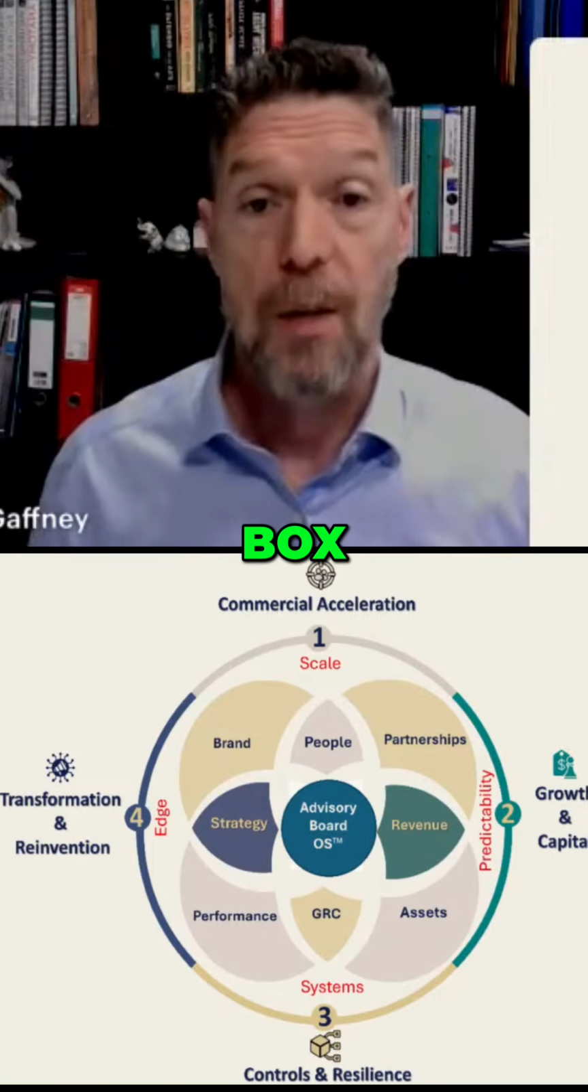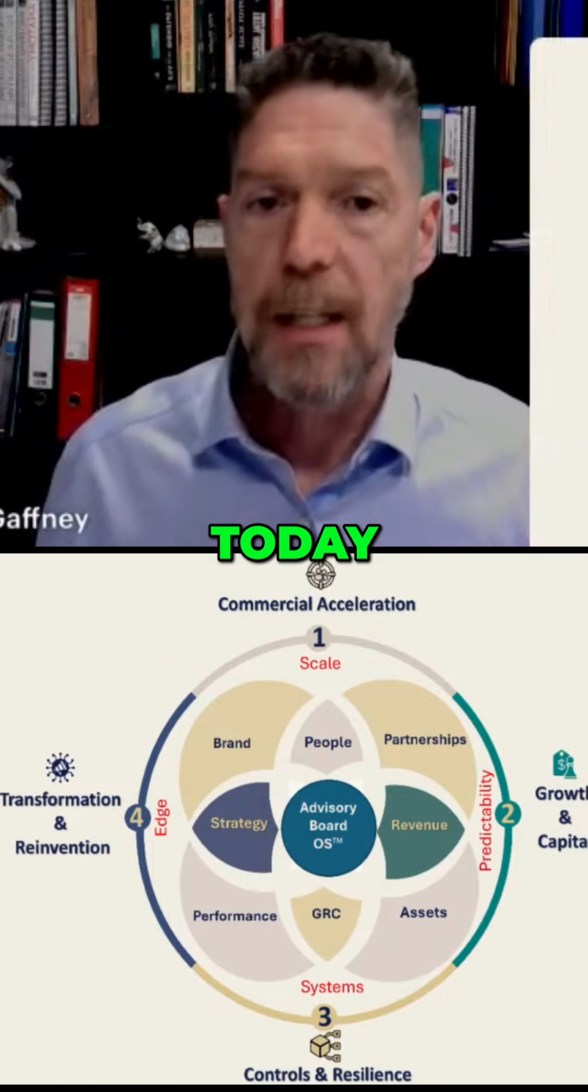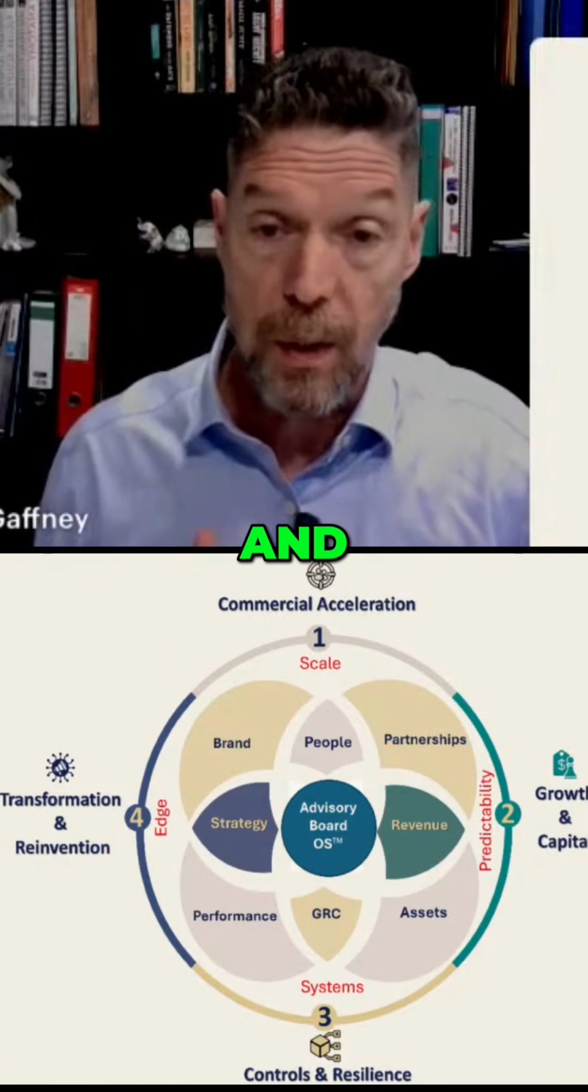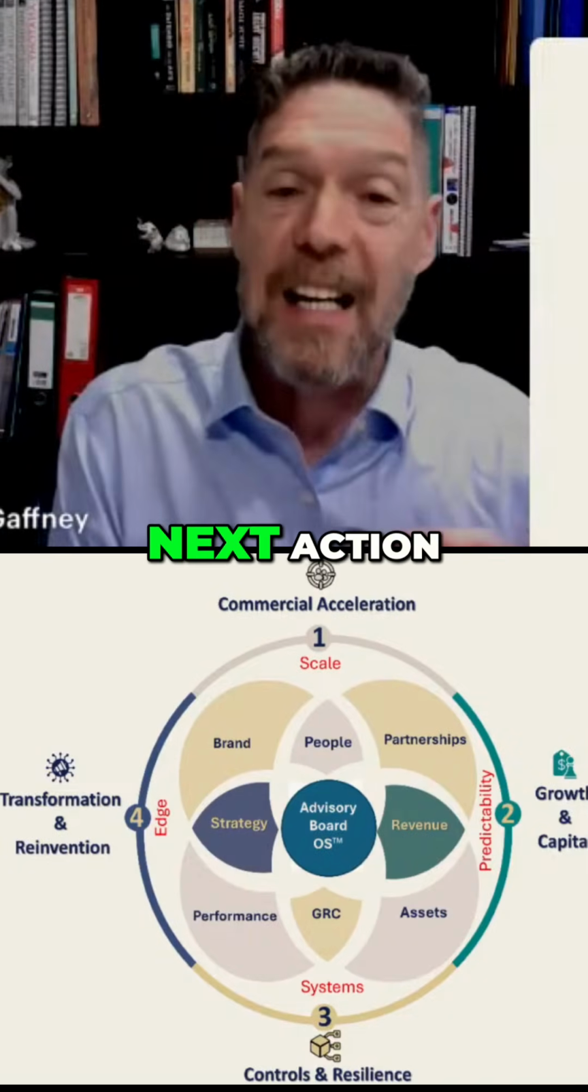And for each box, write the biggest assumption that you have today. What is the missing proof? And in terms of the ownership, which is the next action.